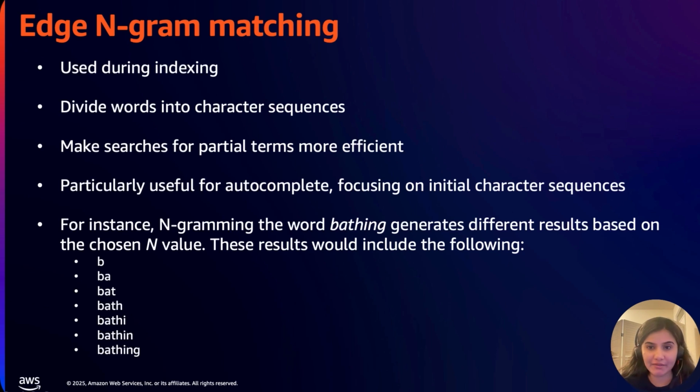Now, the Ngram filter creates different tokens that can be used when performing a search. For example, Ngramming the word bathing generates different results based on the chosen N value. These results would include the following, as mentioned, which is BA, BAT, BATH, and others. Storing multiple tokens occupies a larger space compared to a standard analyzer. Now let's deep dive into the OpenSearch Dashboards to see how we can perform edge Ngram matching.